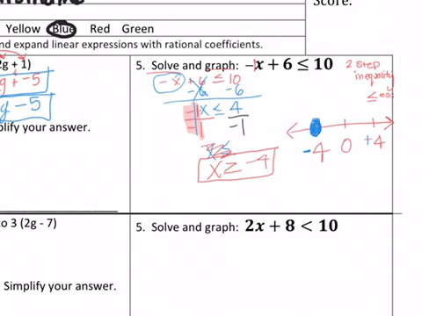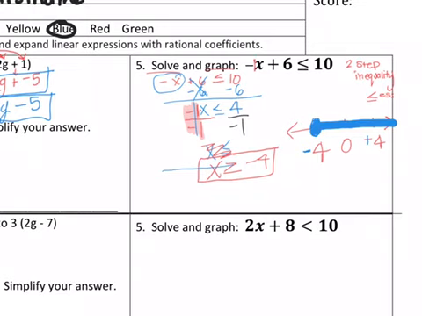Now, am I going to shade to the right or to the left? Let's draw my arrow. What direction is the arrow pointing? To the right or to the left? To the right. So I'm going to shade everything to the right. And that's the graph.